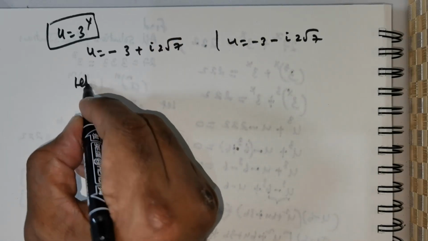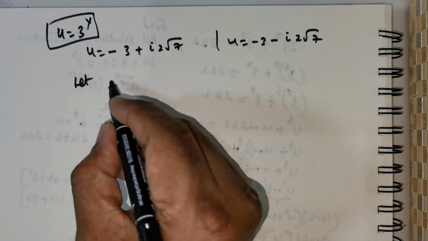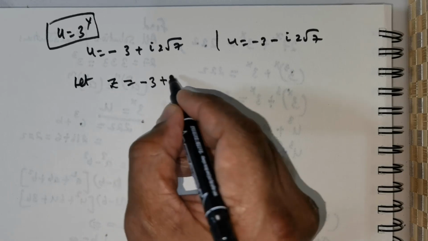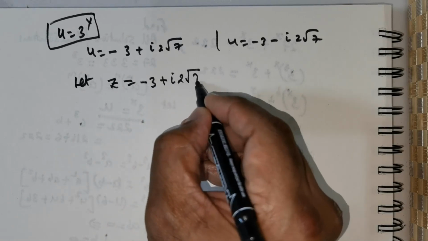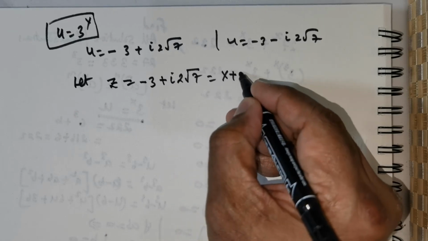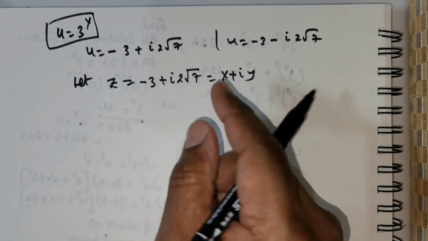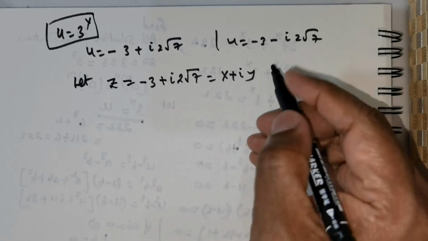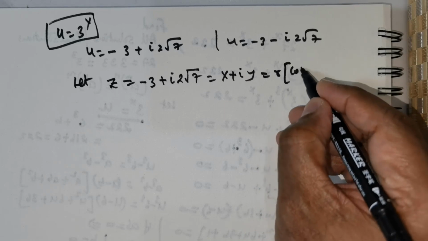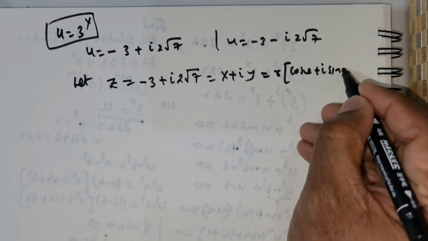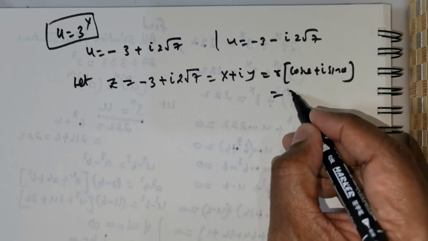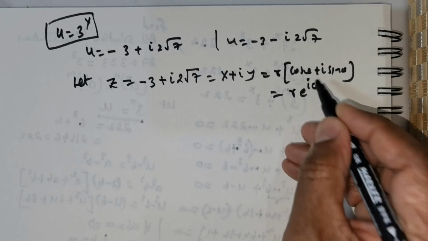So for that, let me just take, this is a complex number, right? So let z be equal to negative 3 plus i times 2 root 7. Now this is of the form x plus iy, because z is a complex number. Now any complex number can also be rewritten as r times cos theta plus i sin theta, and once you are able to write it like this, this can also be rewritten as r times e raised to the power of i theta.